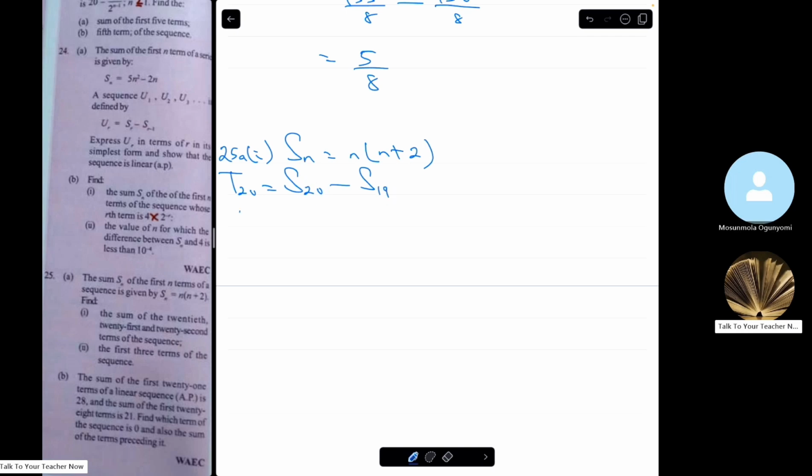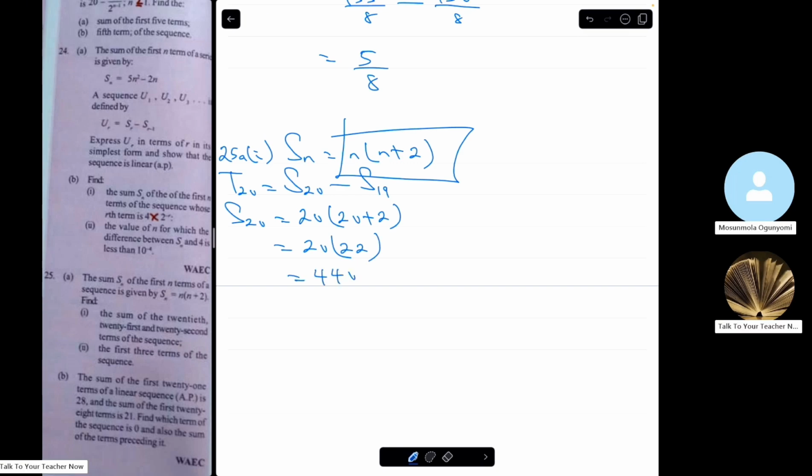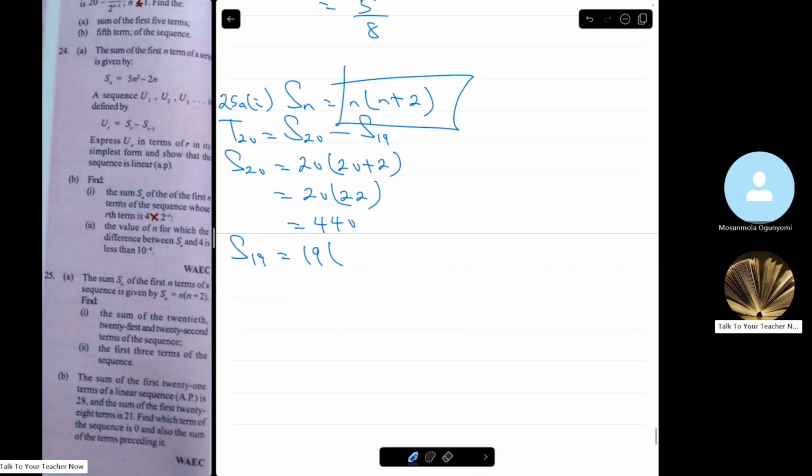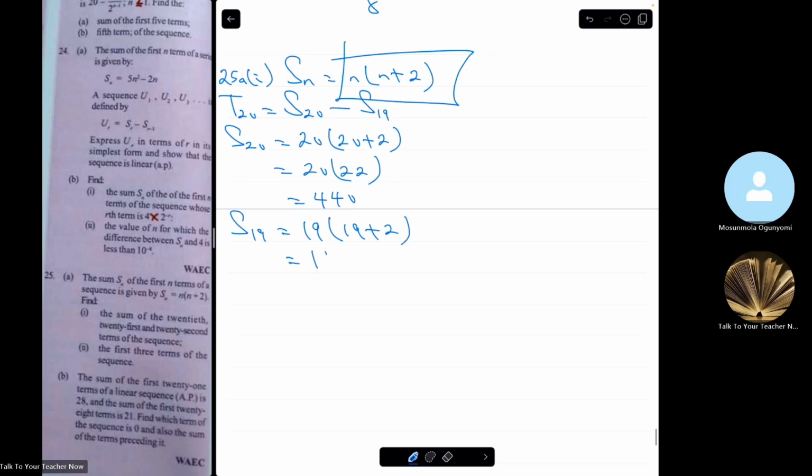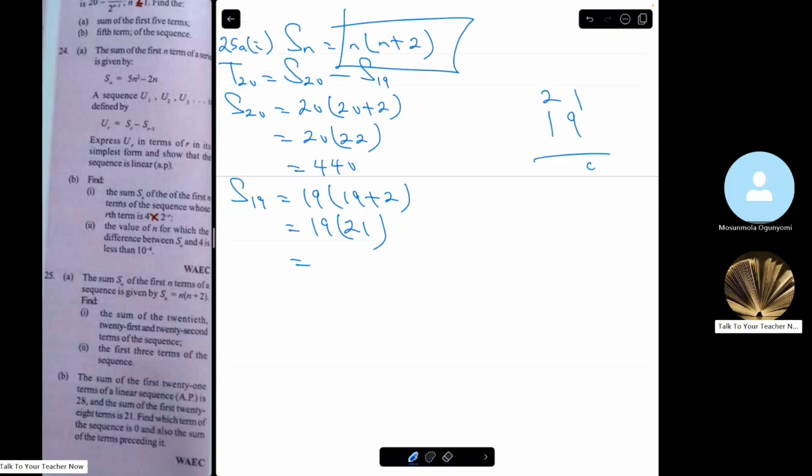So let's find S20 first. What's S20? They already gave you a formula. That's 20 into bracket 20 plus 2. That's 20 times 22, right? Yes, sir, that's 440. What's S19? You can see that I'm finding them separately so that I don't get confused. That'll be 19 into bracket 19 plus 2. S19 means the sum of the first 19 terms. And that's 19 into bracket 21. What's the answer to that? Work that out quickly, no calculator.